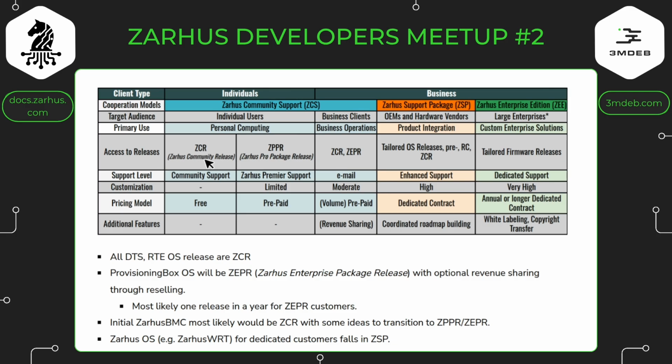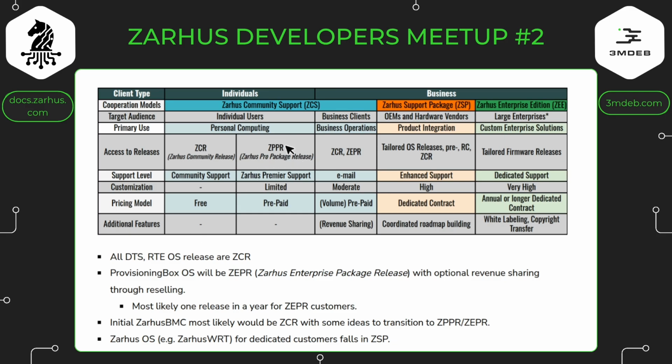So ZCR, which is Zarhus Community Release, those will be like DTS or RTE OS. The binary is publicly available, free to download, no payment. There is only community support for that, so someone creating an issue and maybe asking on Matrix, and that's it. And yeah, this is free of charge. There are no additional things here.